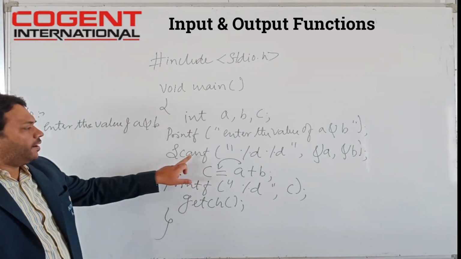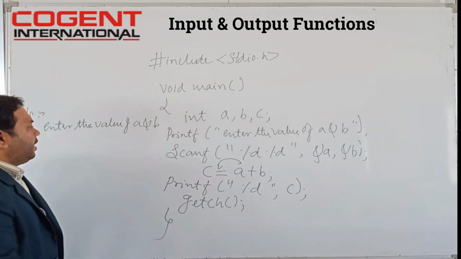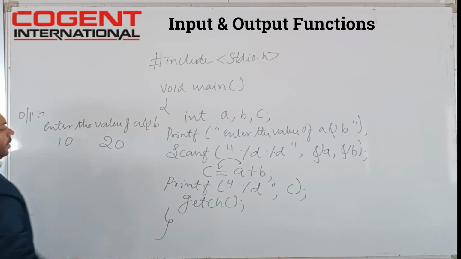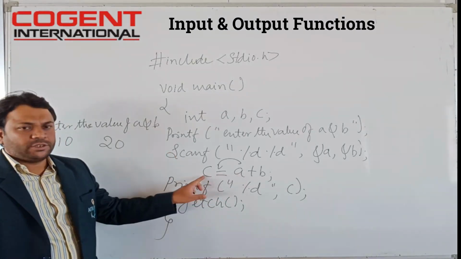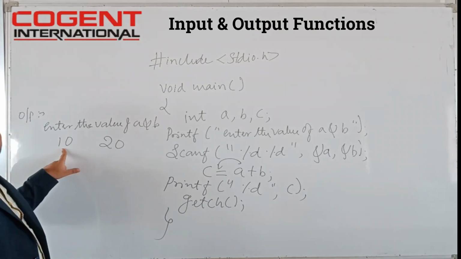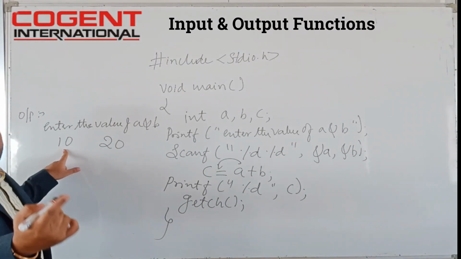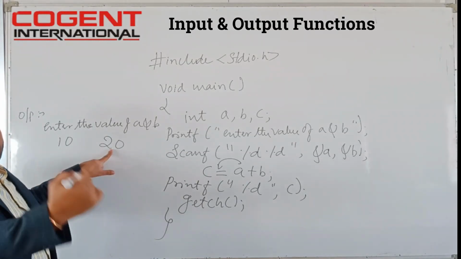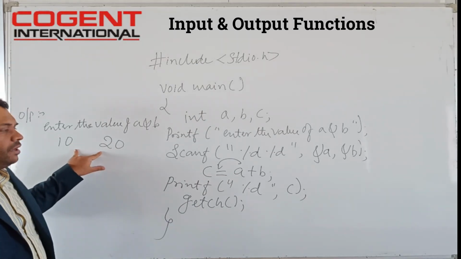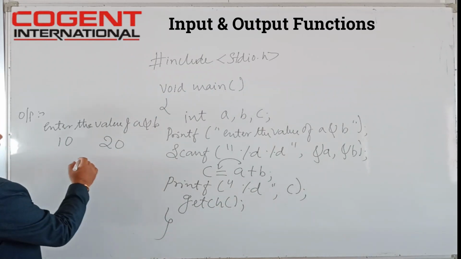Now with scanf, I need to read the two values a and b. I'll read 10 and 20. Then it will perform the addition between these two numbers, c is equal to a plus b. So a is 10, which is stored into the address of a, and 20 is stored into the address of b. It will perform the addition between these two numbers, and c holds 30.